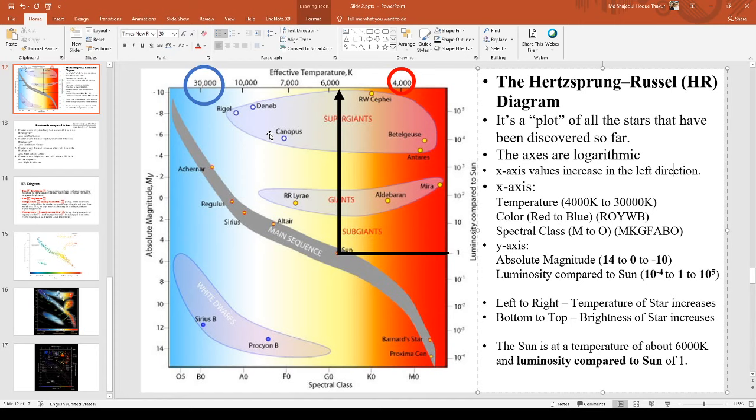Oh, excellent question, Sharyar. If we are asked to identify an unknown star, what will we do? Let's say a star is given in the Hertzsprung-Russell diagram here. Let's say in the exam you are given a star here.